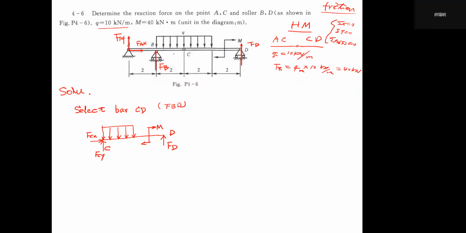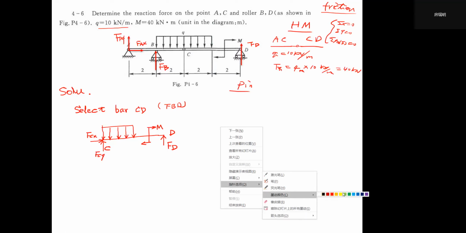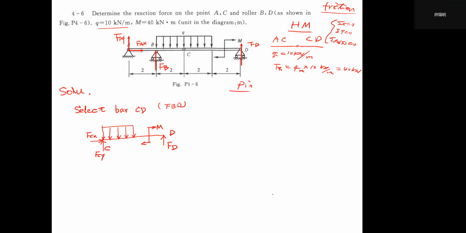Because at point C it is a pin, we give FCX here and FCY here, and this moment is an active moment. We just redraw it here, because D is another roller support, FD, so we can draw it here. Then I will change my pen's color to make it easier to understand. You see?